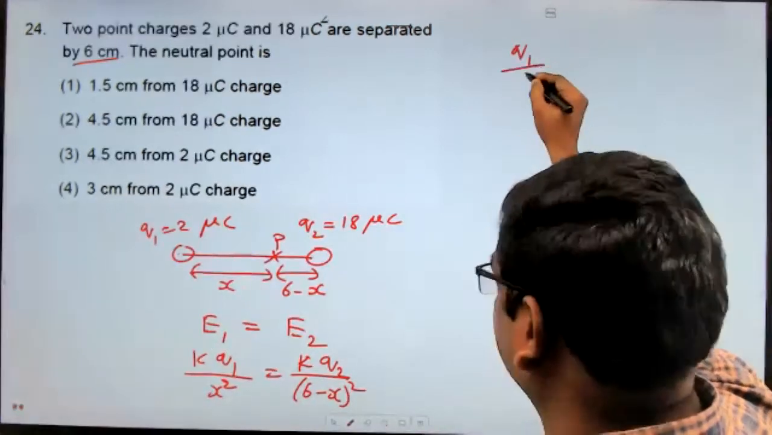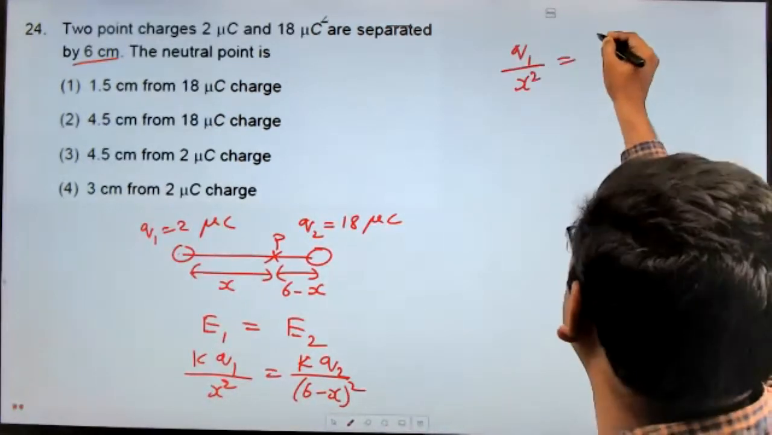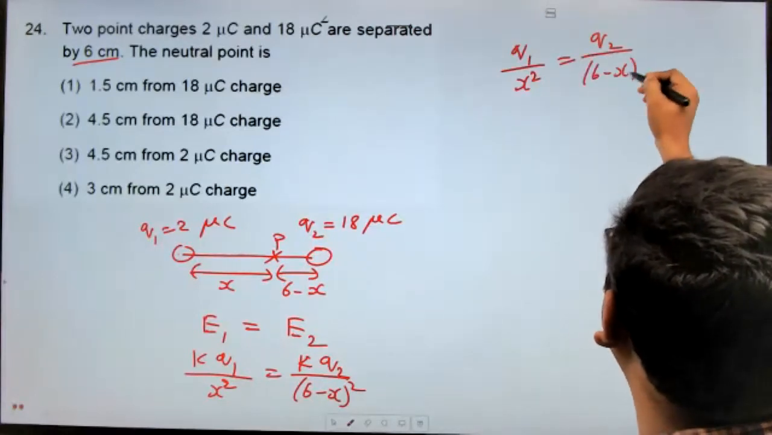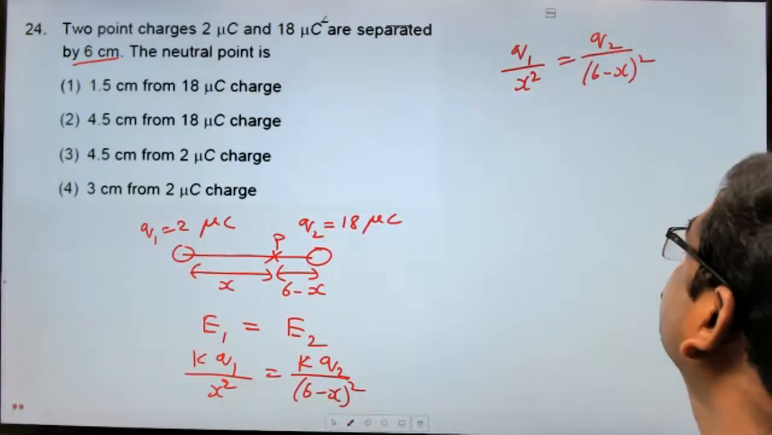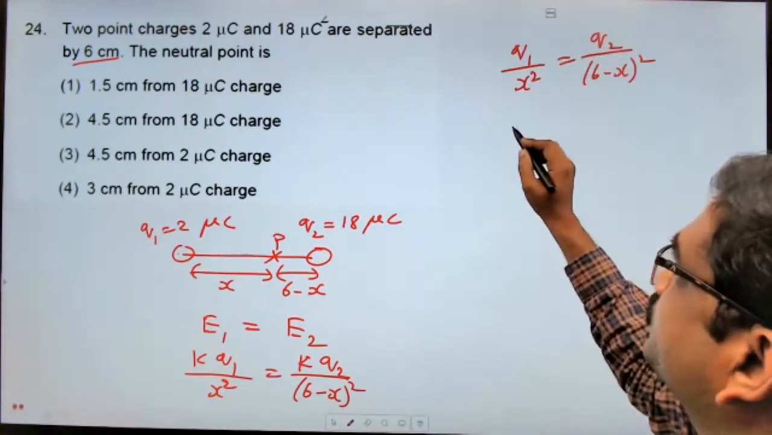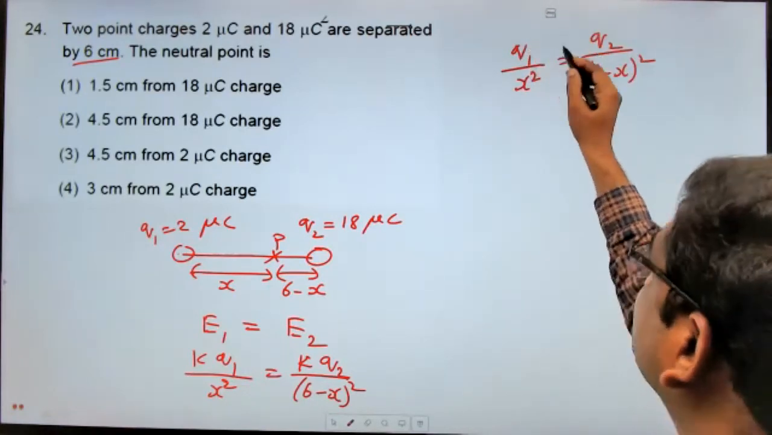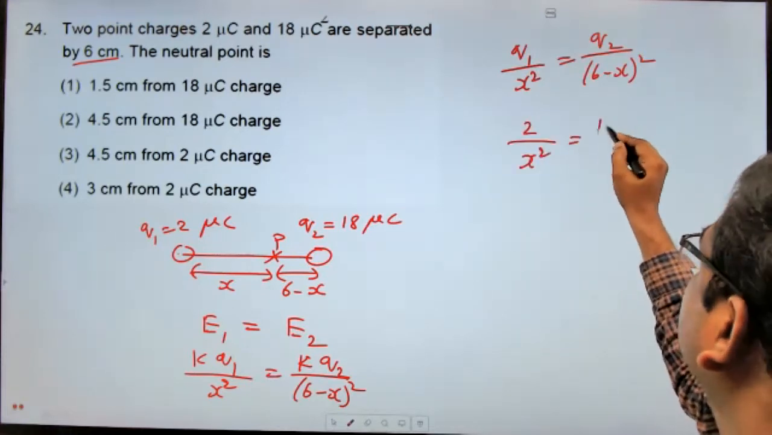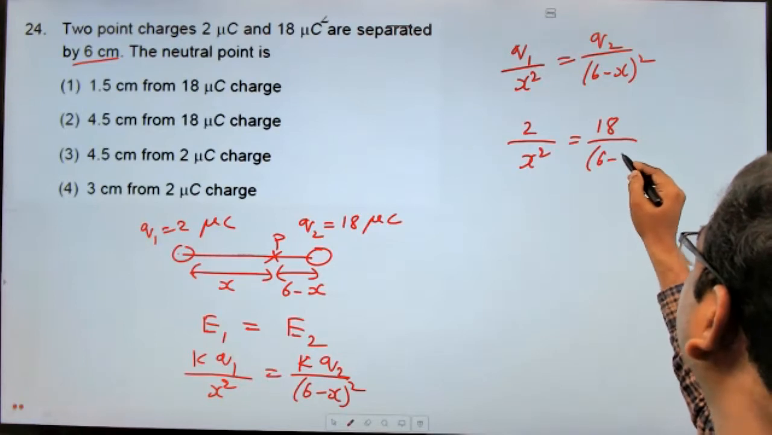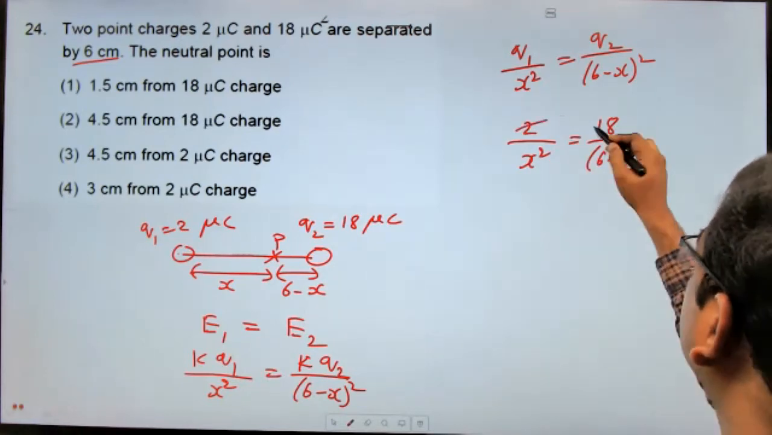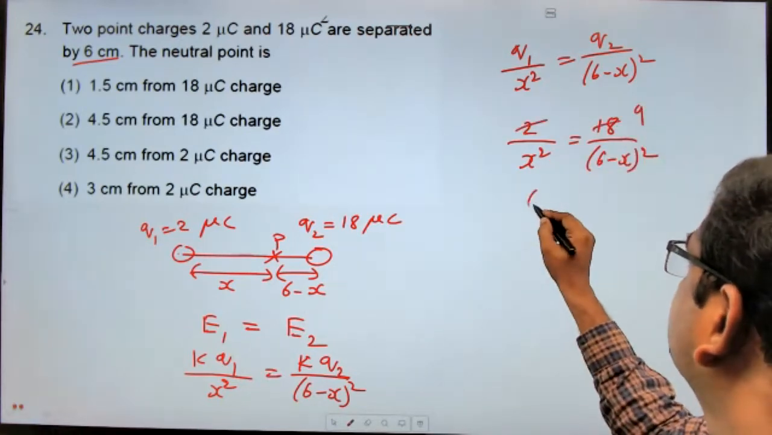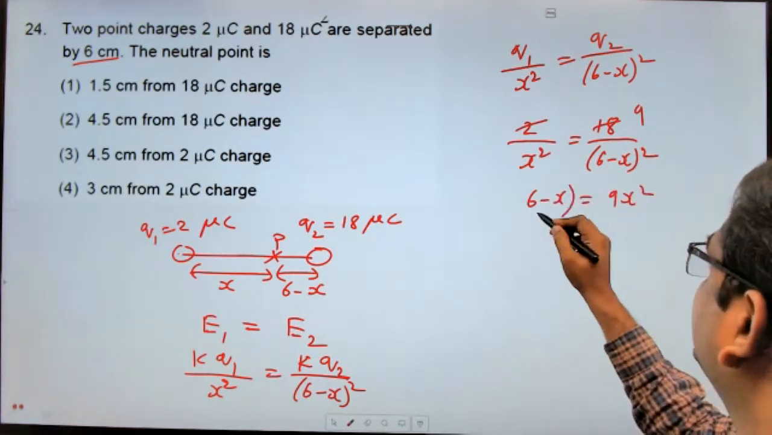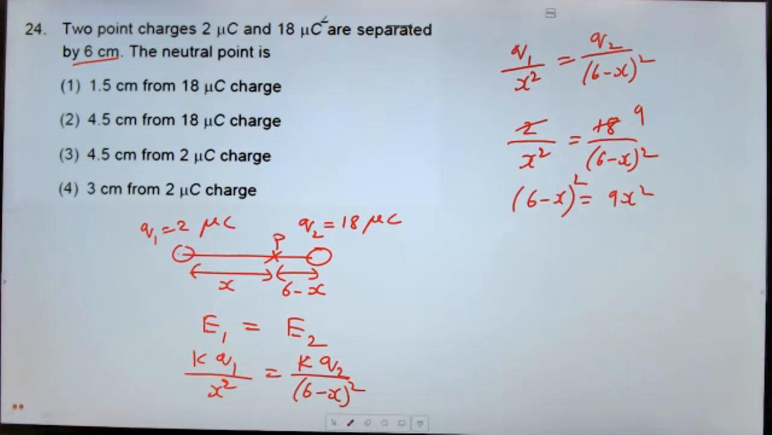Then q1 by x square equal to q2 by (6 minus x) whole square. Now here, substitute the q1, q2 values also. That is 2 by x square equal to 18 by (6 minus x) whole square. So 9 times, cross multiply: (6 minus x) whole square equal to 9x square.